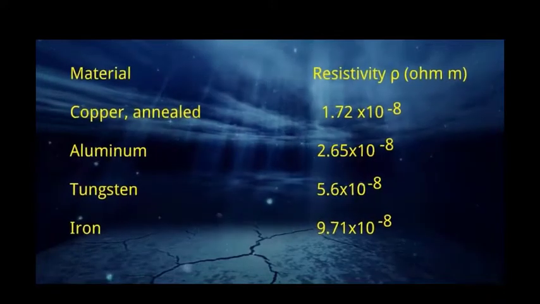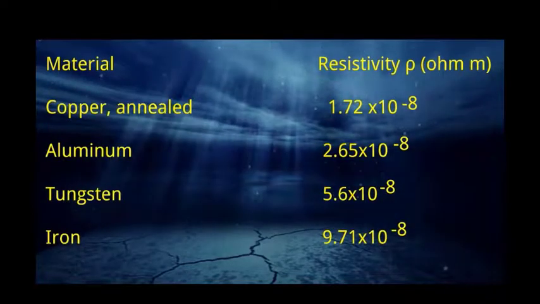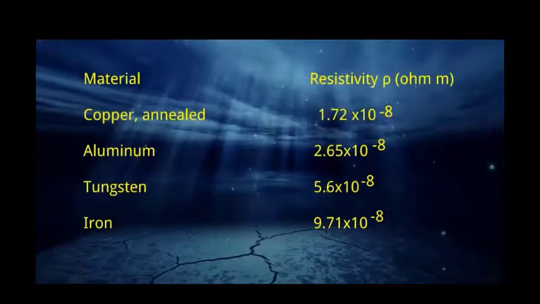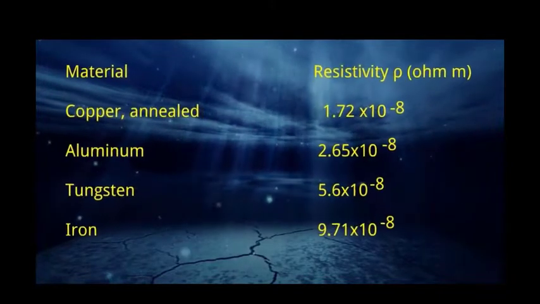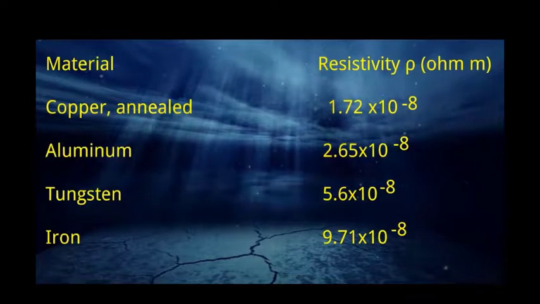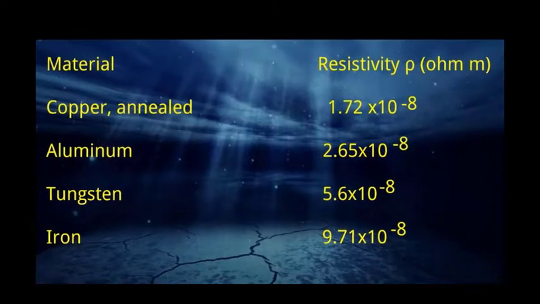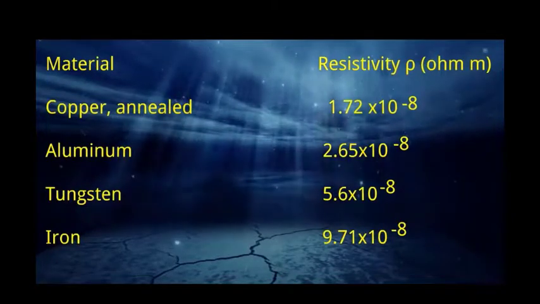What may be the reason? Because the resistivity of copper is less, that is 1.72 into 10 to the power of minus 8 ohm meter, when you compare with iron. Iron has its resistivity 9.71 into 10 to the power of minus 8 ohm meter. It will produce more heat with the passage of electricity, so copper wire is preferable here.